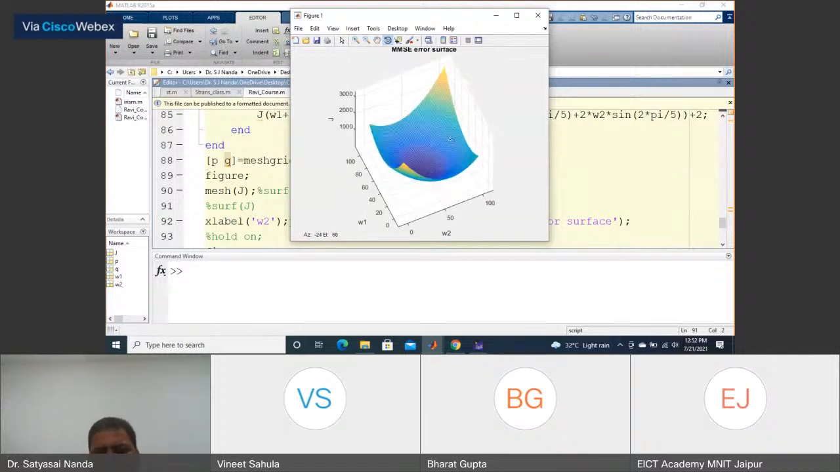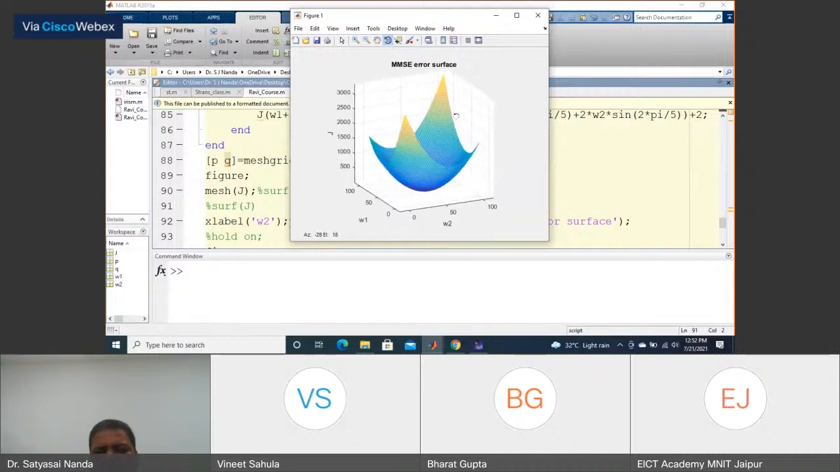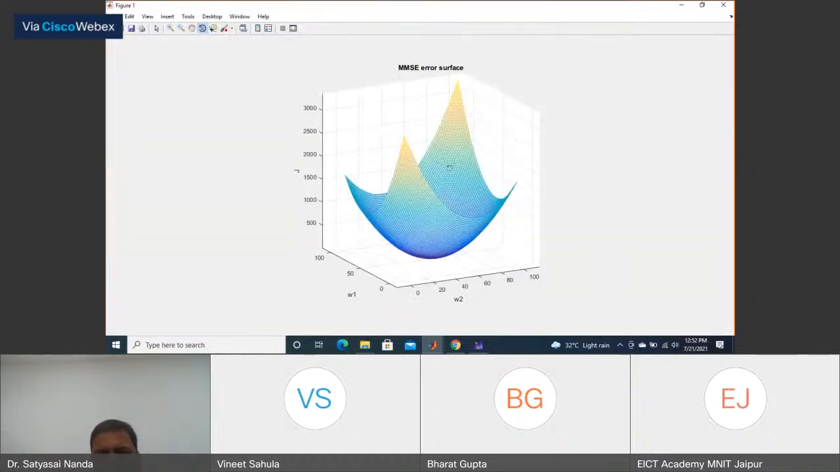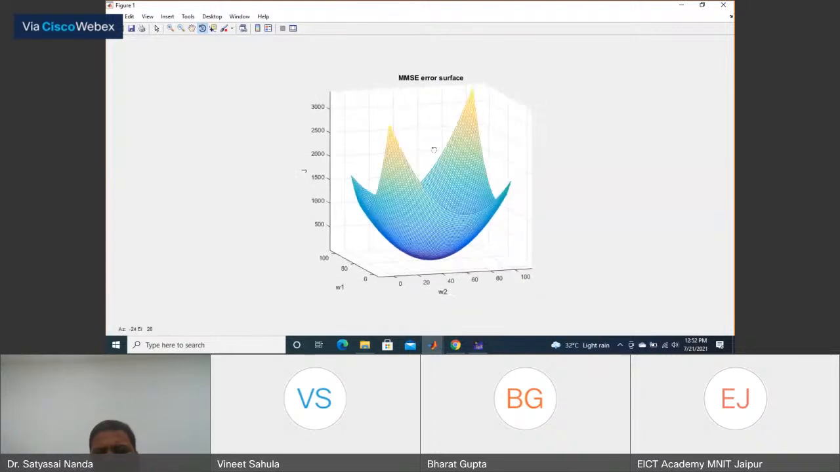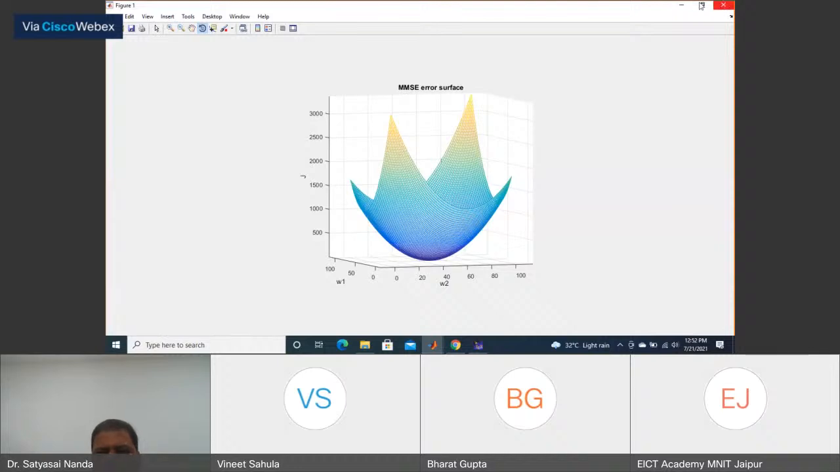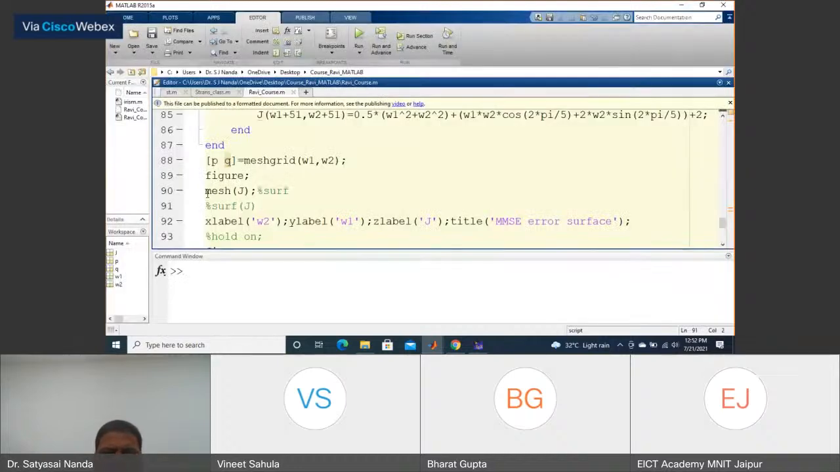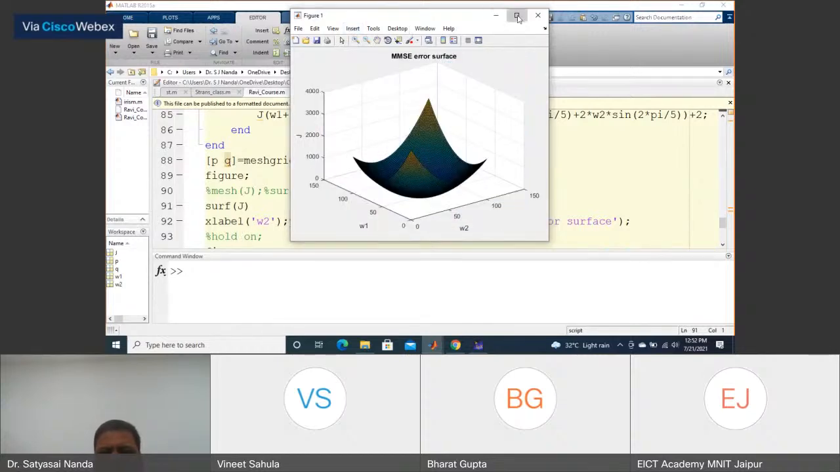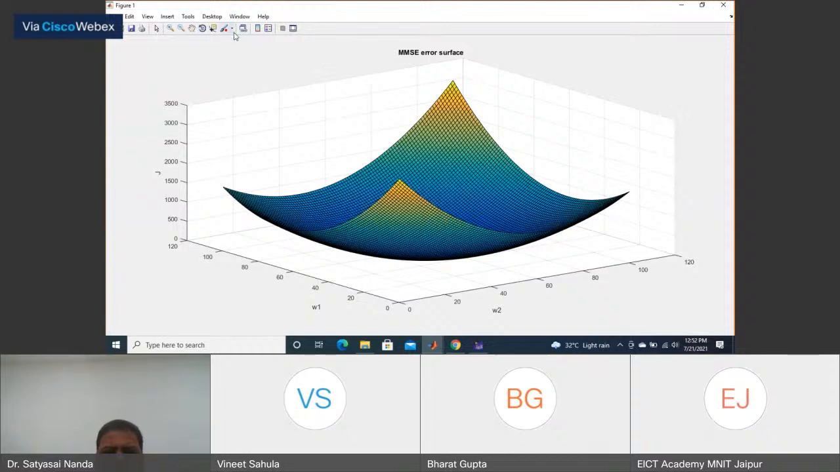Like this, you can do other types of 3D plots also. This is mesh, which means it is not solidly filled. If you observe, this is not solidly filled. The solid filled one you can do by using the surface plot. This is mesh of J, and if you want surface of J, then it will be fully filled. So this is the fully filled surface function, a completely filled surface.